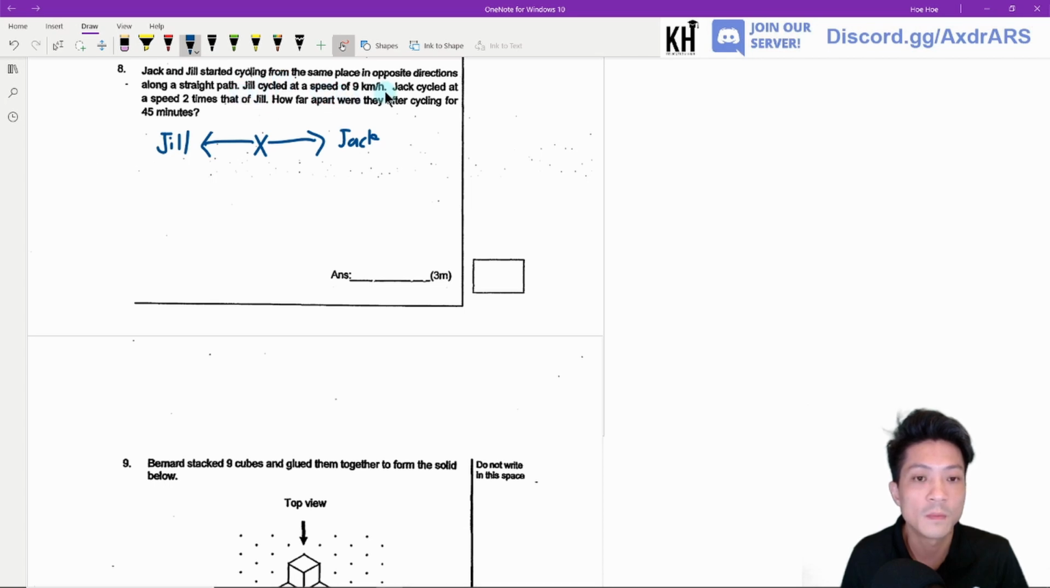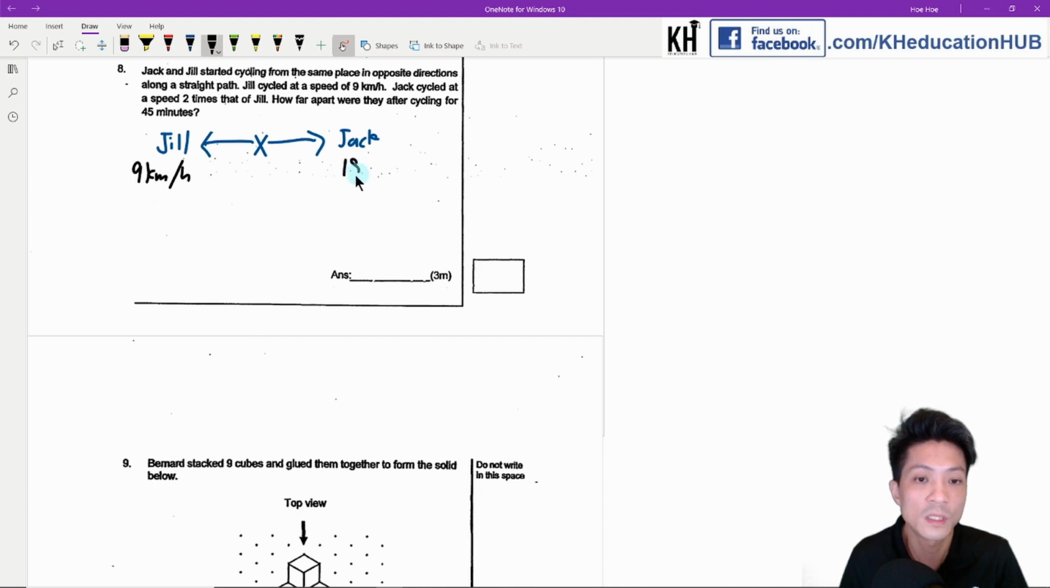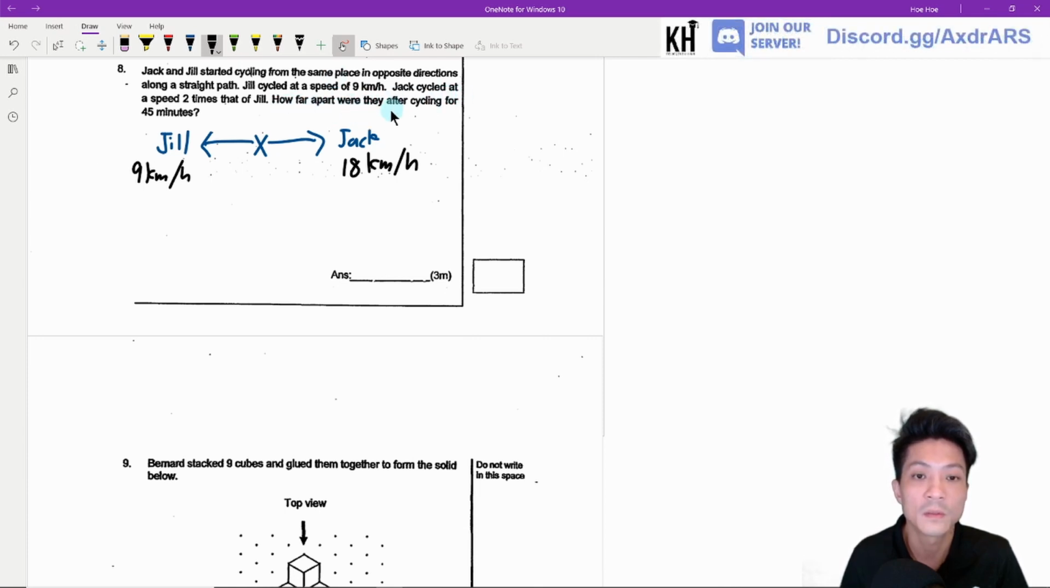Jill cycled at a speed of 9 km per hour. Jack cycled at a speed of 2 times that of Jill. 2 times, which means that it is 18 km per hour. Okay, how far apart were they after cycling for 45 minutes?